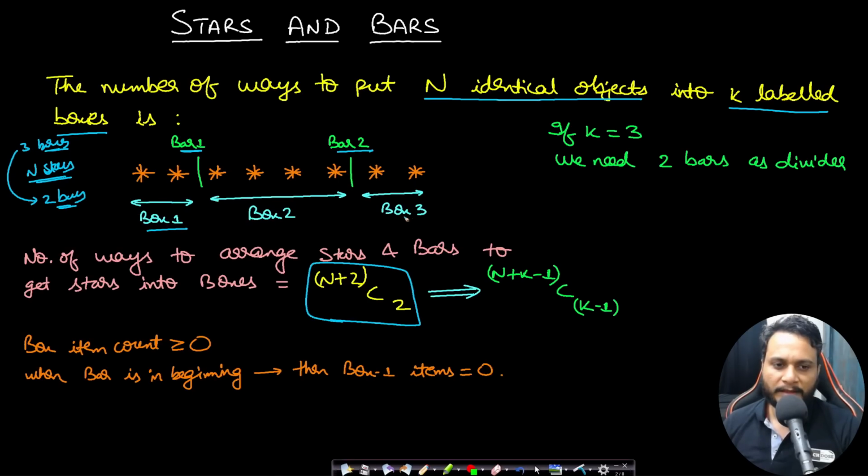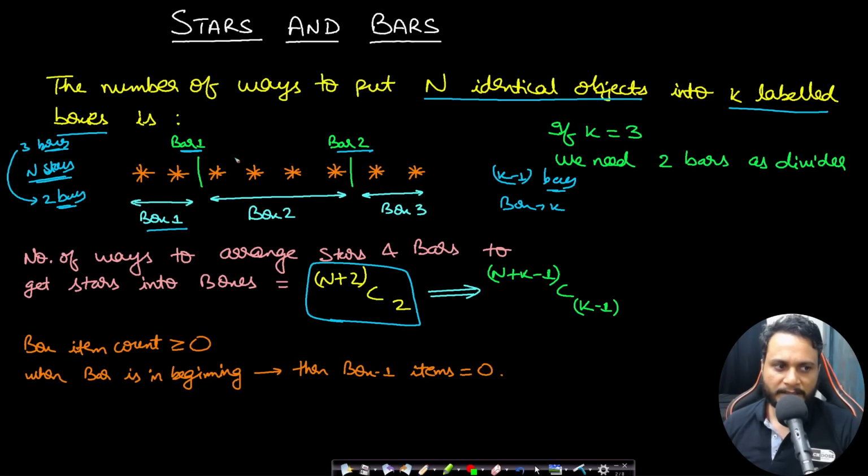considering box 3. So if you look at this arrangement, it will always be possible to divide the number of stars into k number of boxes if you take k minus 1 number of bars. With 2 bars you can represent 3 boxes, with 3 bars you can represent 4 boxes. If you put bar 3 in between, you will see box 1, box 2, box 3, box 4, right? So that will be the arrangement.